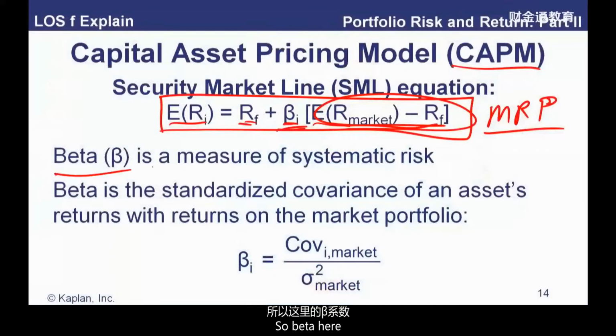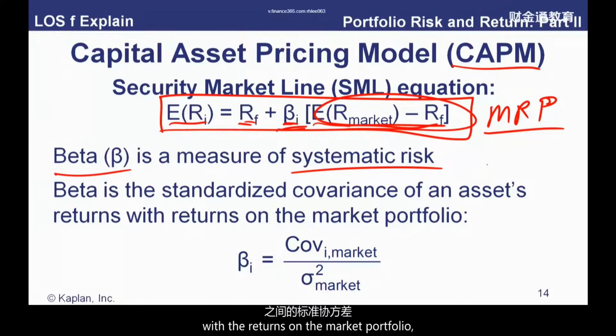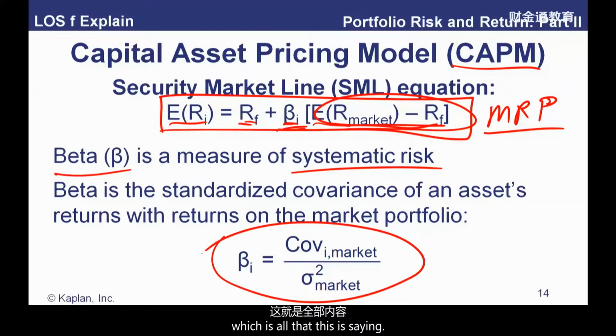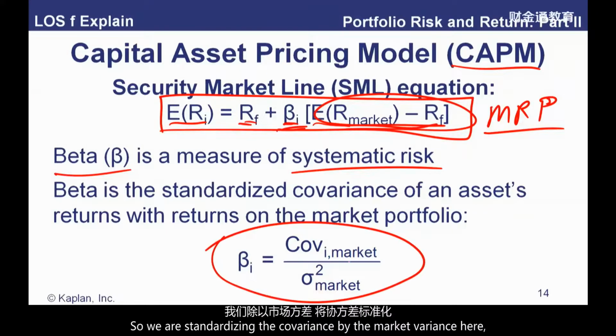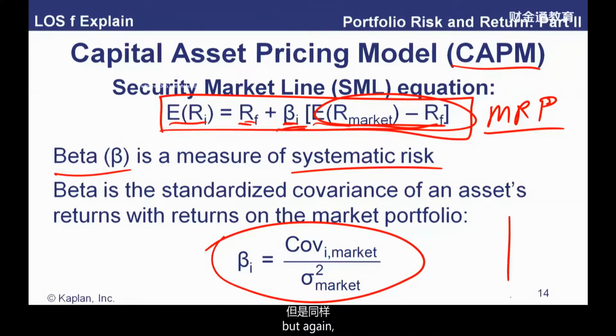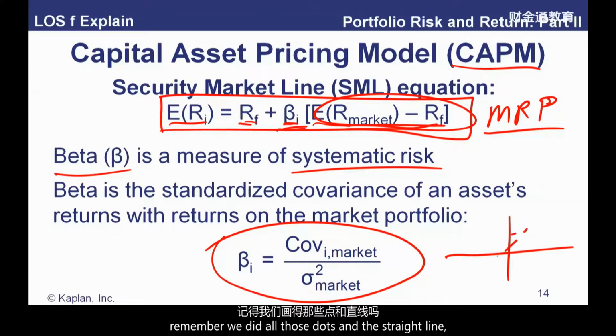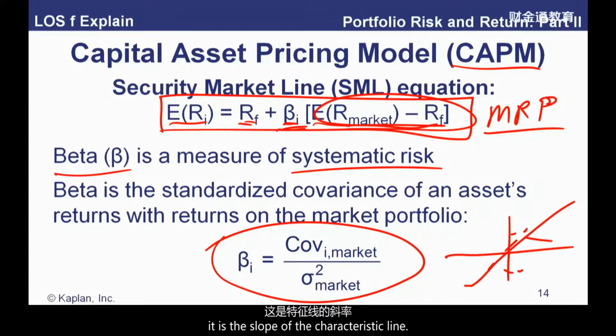Okay, so beta here is a measure of the systematic risk, and it's the standardized covariance of an asset's returns with the returns on the market portfolio, which is all that this is saying. So we're standardizing the covariance by the market variance here. That's what we're getting as the beta. But again, it is the same thing. Remember we did all those little dots and we got that straight line? It is the slope of the characteristic line. So the beta is the slope of the characteristic line.